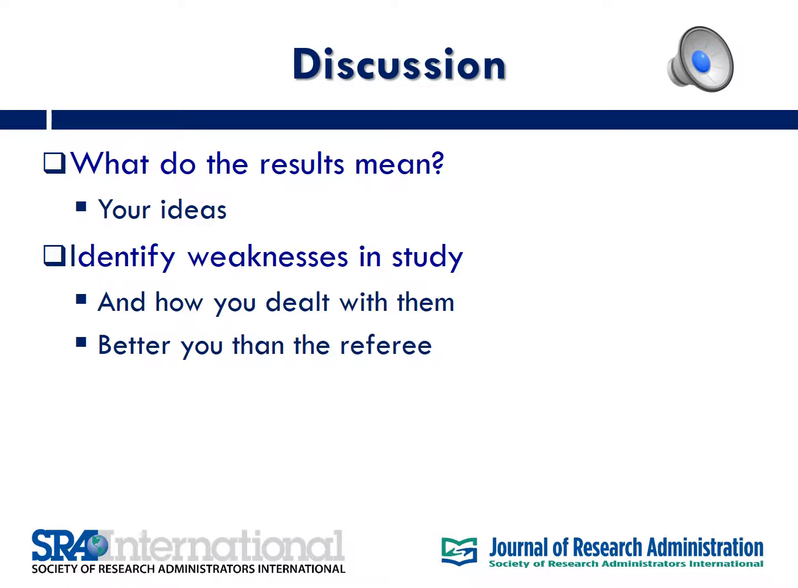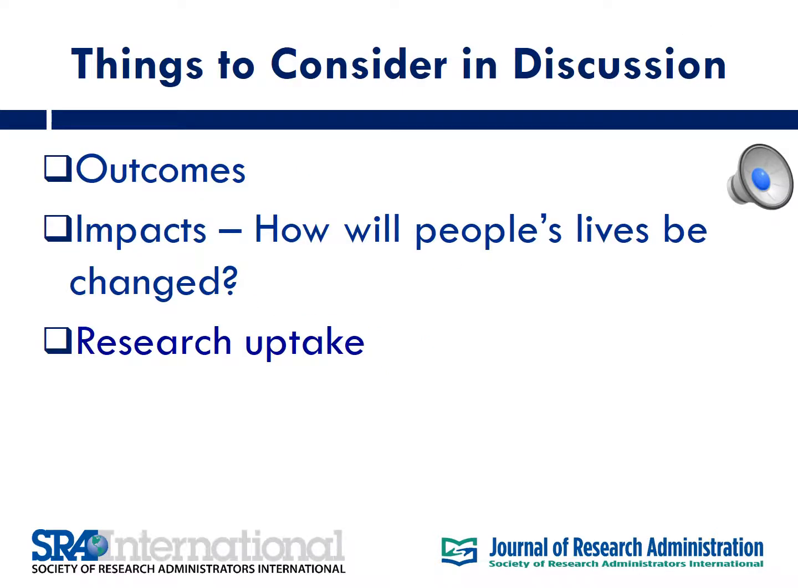Let's be honest, no research involving the social sciences is perfect, so don't be afraid to say what the limitations are. Better you than the referees. Some more things. You could suggest probable outcomes. As a result of the research, what changes could be made to government policy or to business priorities, for example. Then there are impacts. How will people's lives be changed? Research administrators, researchers, society at large, and so on.